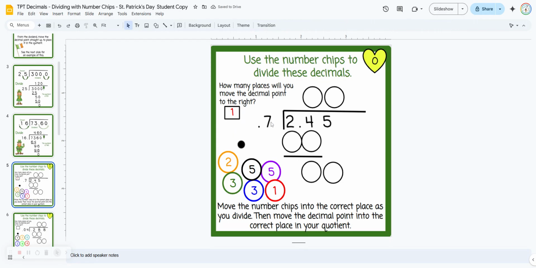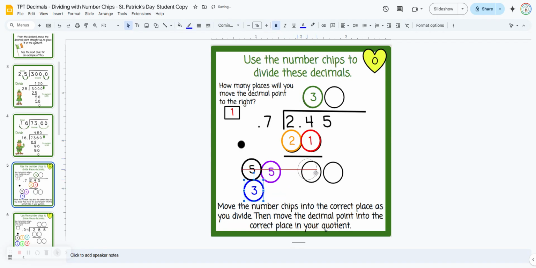So here they just divide as if these were whole numbers. 7 goes into 24 3 times. So they click and hold on the 3, move it into place. Next step is to multiply. 3 times 7 is 21. Subtract, they get 3, and then they bring down the 5. 7 goes evenly into 35 5 times.